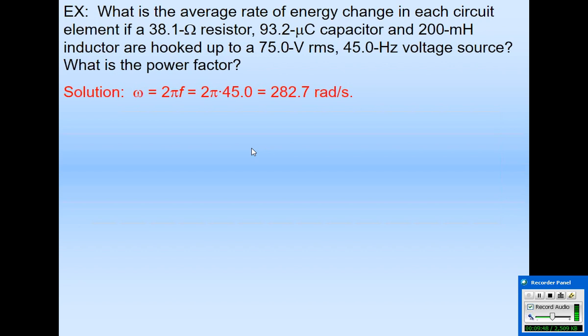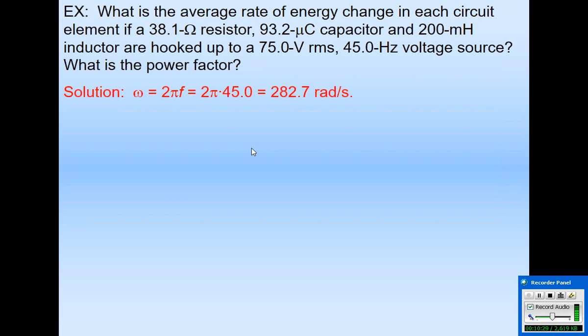Let's apply some numbers. What is the average rate of energy change? So in other words, what is the power in each circuit element? We have to do it for the resistor and the capacitor and the inductor and the voltage source. Oof, we've got to do it for four things. We have a 38.1 ohm resistor, a 93.2 microfarad capacitor, and a 200 millihenry inductor. The voltage source has a 75 volt root mean square value, and the frequency is 45 hertz. We also want to find the power factor.